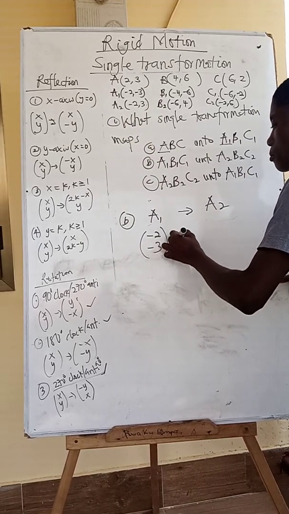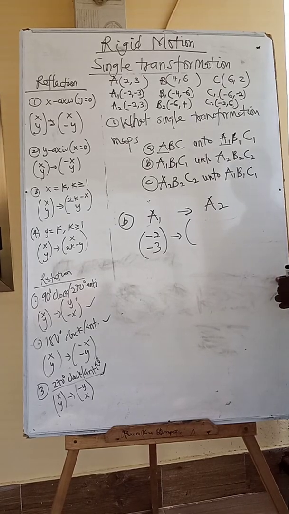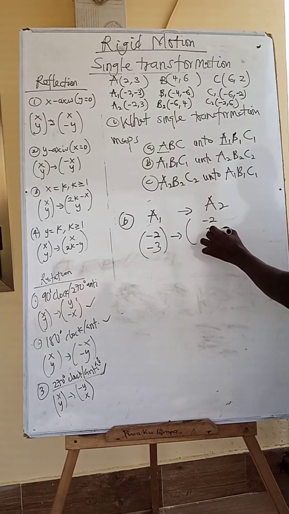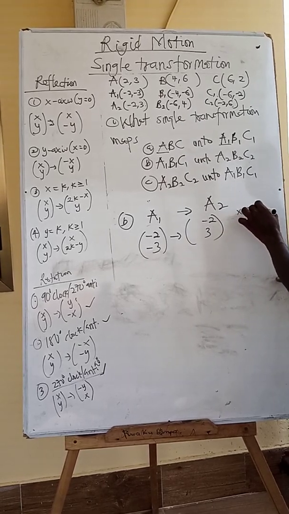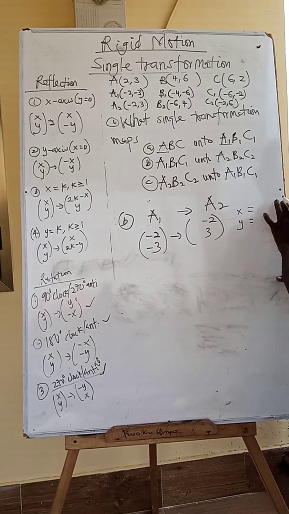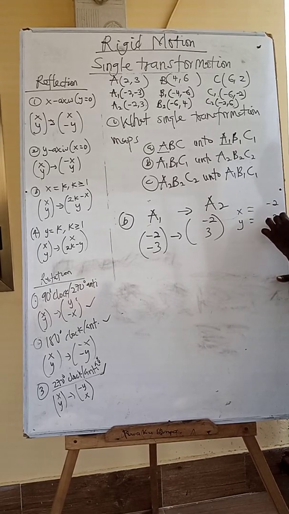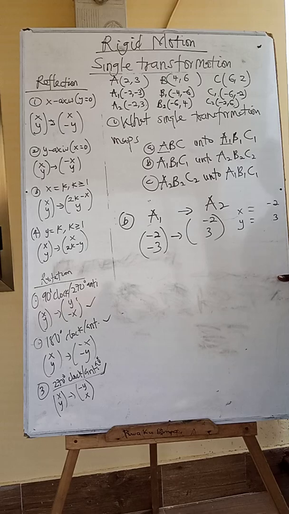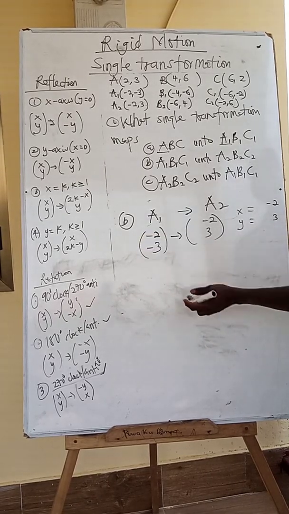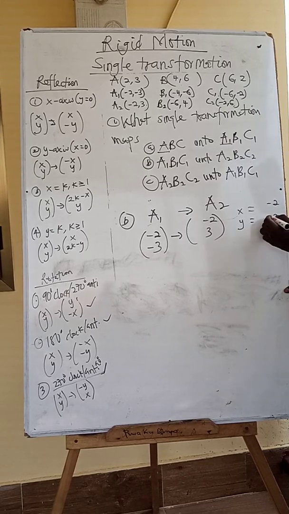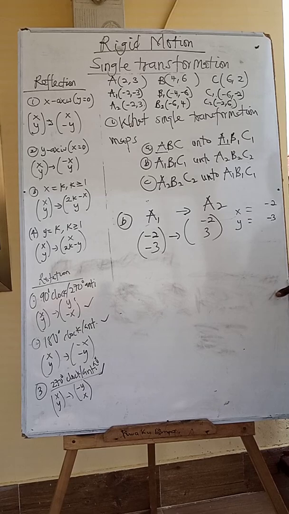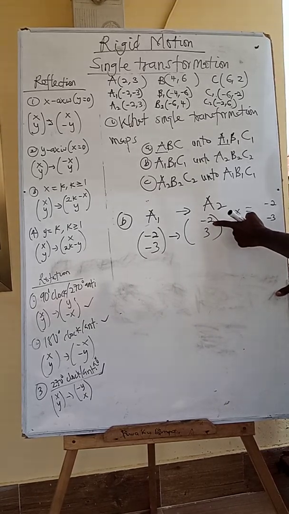Good. Mapping it to what? A2 is what? Negative 2, 3. Always write the first as your x and the second as your y. So x is negative 2. And now your y is what? Negative 3. Good.